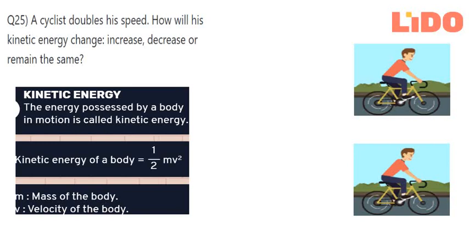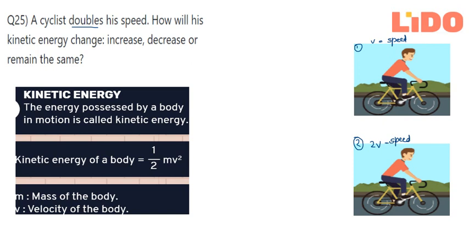Let's have a look at this very interesting question in front of us. That is, a cyclist doubles his speed. So let's say this is our happy cyclist moving with speed v, and over here our same cyclist has changed his speed to double, that is 2v. This is the speed, and here 2v is the speed of this particular cyclist. Let's read the question again.